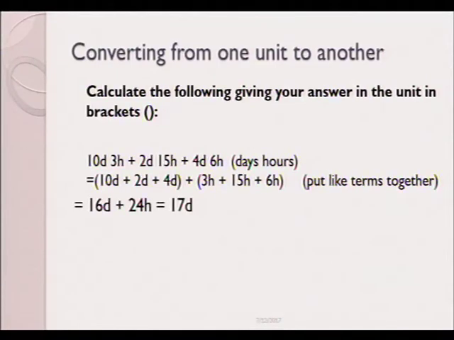So at the end of the day, when you add all those days, 10 plus 2 plus 4 gives you 16 days. And the hours, 3 plus 15 plus 6, gives you 24 hours. But in the end, you need to find the total. The total is 17 days, because the 24 hours can be converted to a day, and you add that day to the 16, and it becomes 17 days.